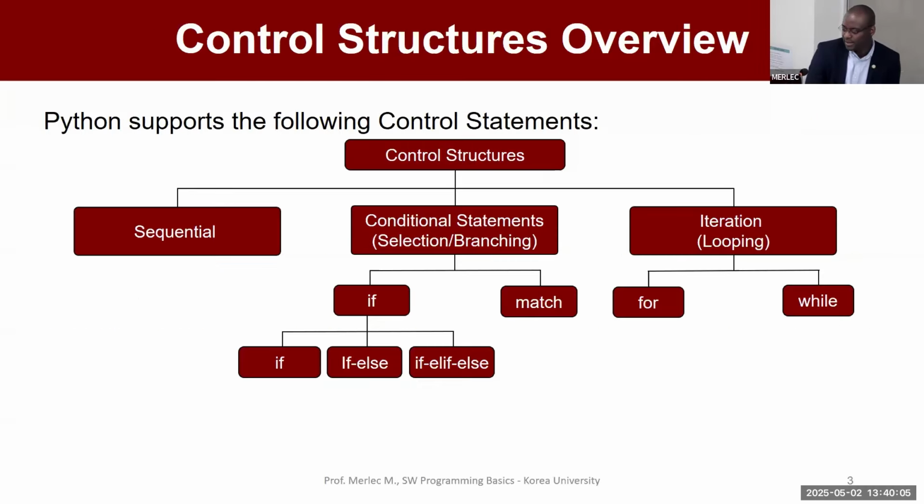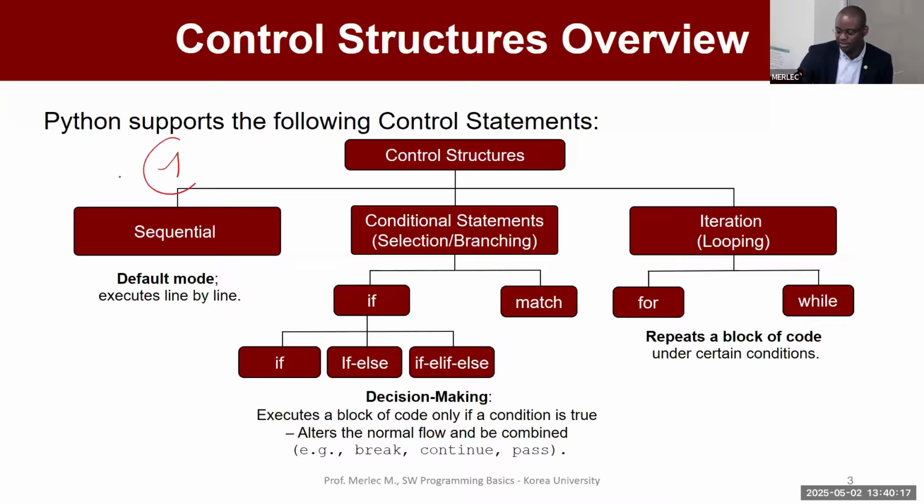The control statements in Python are categorized in three main structures. We have the sequential structure, which is the first one, the default mode of executing Python instructions line by line. We also have the second category of control flow instruction, which we covered in the last session: the conditional statements, where we have instructions that help us to implement decision-making or selection instructions.